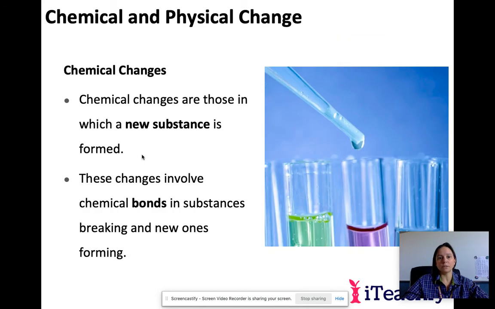So chemical changes result in a change on the microscopic level. So we get a new substance. So we're changing the water into oxygen and hydrogen, for example. So we're getting something different. And how that happens is we're altering the chemical bonds that make up that compound.